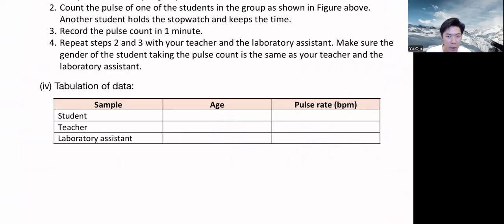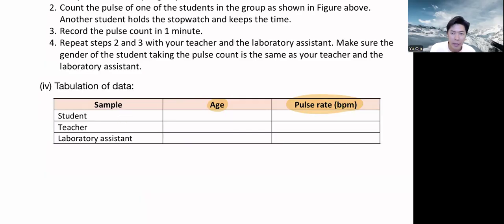The point of this tabulation data is to show teacher if you know how to present the data. So you need your manipulated variable, that's the most important thing. And you need your responding variable, that's the most important thing. Okay. Then you write 3%, like that, 1, 2, 3.